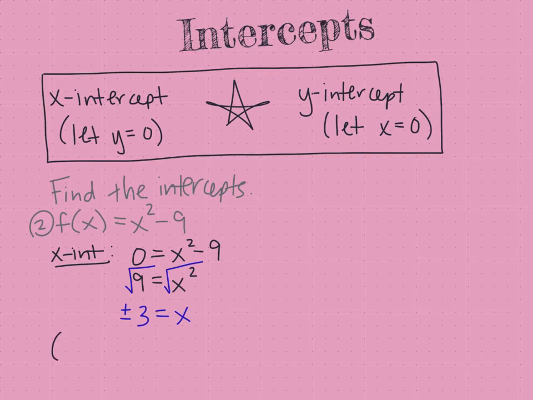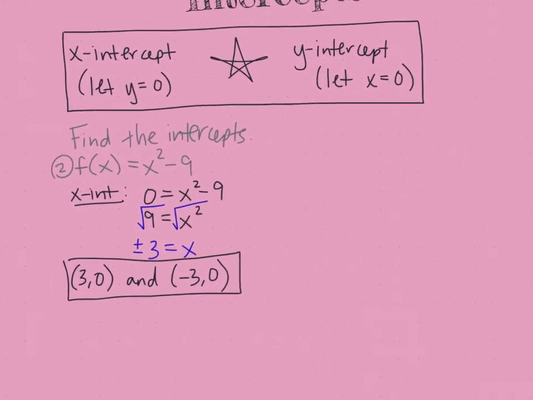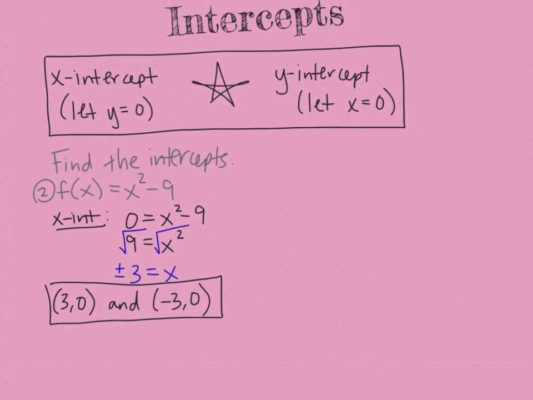And they're the coordinate points (3, 0) and (-3, 0). So this is one way you can write your answer. And then an alternate way that you could write it is that the x-intercepts are -3 and 3.